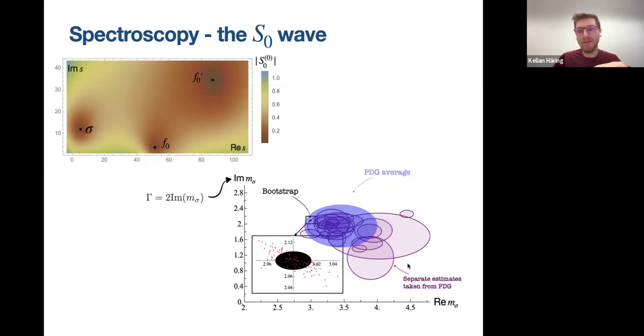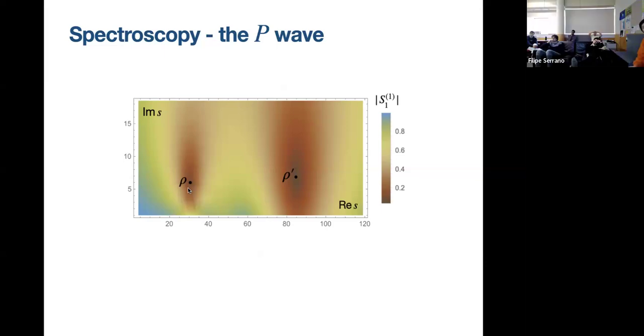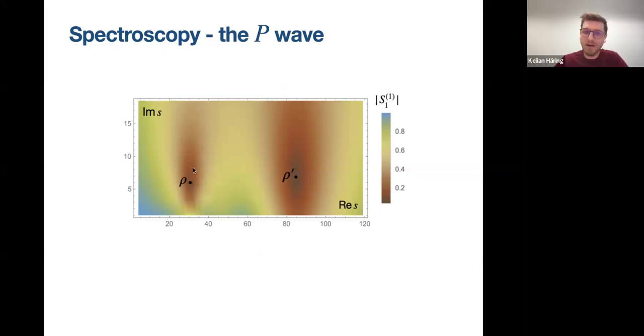Very good. So that was in one channel. Now we can go to the next channel, the P channel, so it's the spin one channel. The rho was again a parameter of the fit, but the position was chosen by the procedure. It's here. And we have a daughter resonance which appears and is generated dynamically, the rho prime. And it has a mass close to the one experimentally observed.